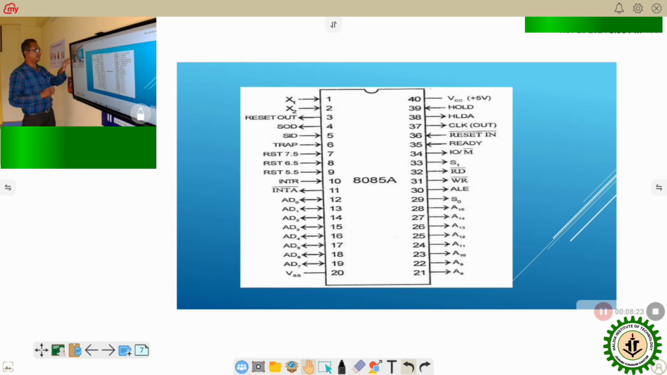Now, this is a very basic pin diagram of a microprocessor, the microprocessor 8085. 8085 is an 8-bit microprocessor. Now, what is 8-bit? An 8-bit microprocessor means the registers of that microprocessor can store 8-bit data, and the microprocessor can process 8-bit data at a particular time.